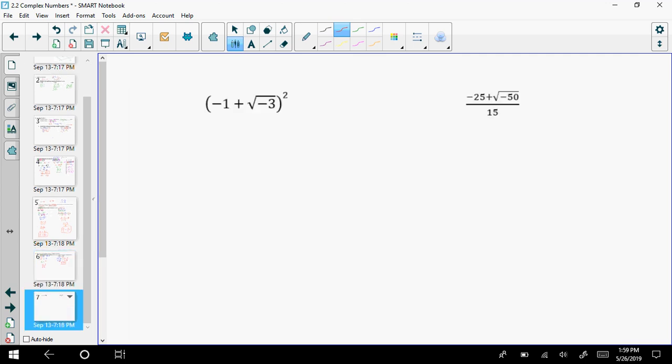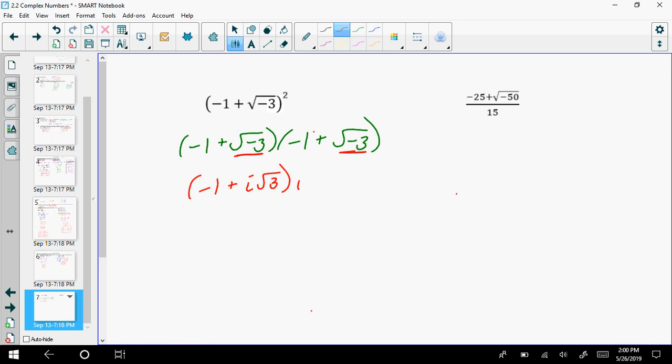Two left. The next one, notice this entire quantity is squared. So before I do anything, I'm going to write it twice, because that's what the squared means. Also, before I do any kind of multiplying, we need to simplify our square roots. So from the previous problem, I know that's i square root 3. And now let's FOIL them together.